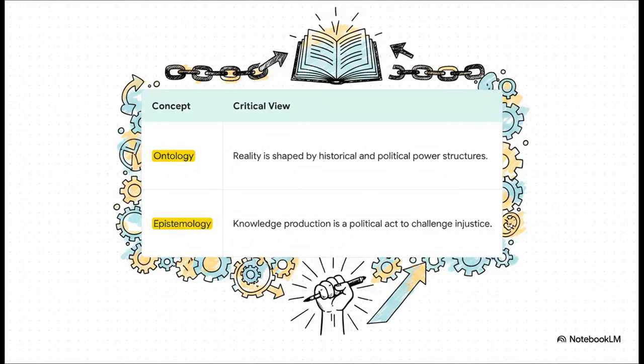As you can see here, the ontology from this view is that reality itself is shaped by historical power struggles, by class, by race, by gender. The epistemology, then, isn't just about understanding the world, but about actively challenging the injustices within it. The goal is emancipation. It's about change.